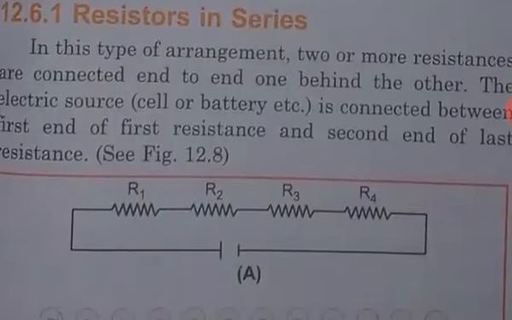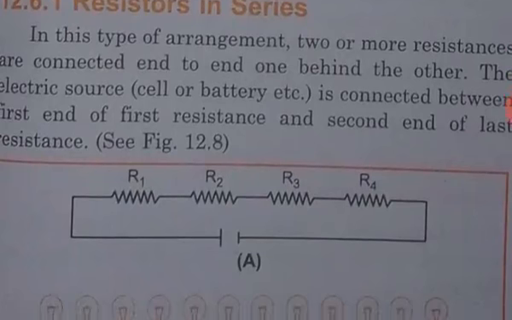First, the combination of resistances in series. In this combination, the second end of each resistance is connected to the first end of the next resistance, and so on. Thus the resistances are joined end to end, as you see in the figure.